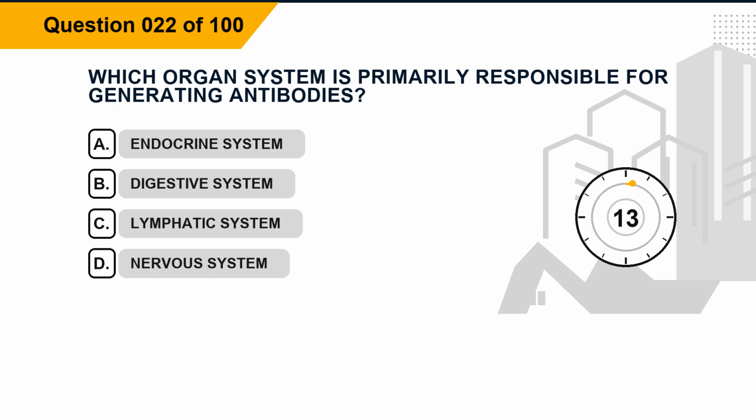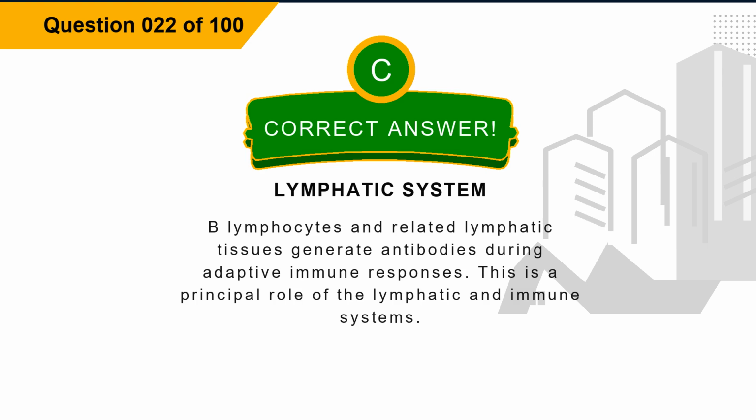Question 22. Which organ system is primarily responsible for generating antibodies? Option A, endocrine system. Option B, digestive system. Option C, lymphatic system. Option D, nervous system. The correct answer is option C, lymphatic system. Explanation: B lymphocytes and related lymphatic tissues generate antibodies during adaptive immune responses. This is a principal role of the lymphatic and immune systems.